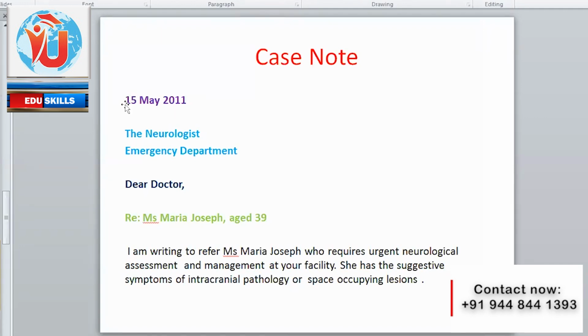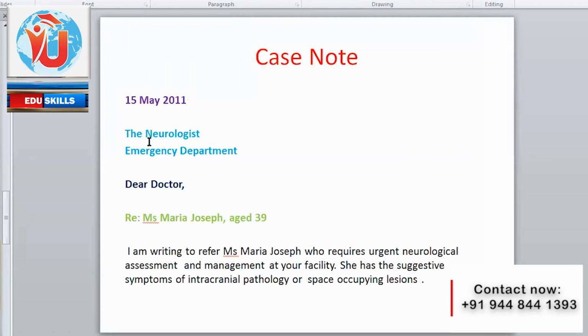Let me start with the date, 15 May 2011. In the date, there is no need to put any comma, full stop, or anything. There are other ways to write the date too, like putting a slash in between, but if you are practicing a specific way, continue doing that so that you will not make a mistake in the exam. So here I mentioned 15 May 2011 without commas or slashes.